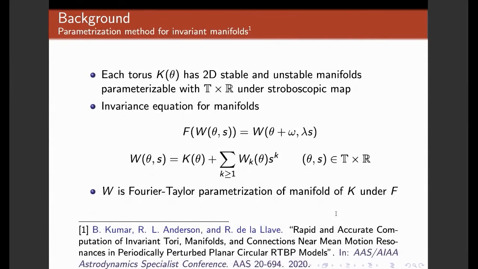And now each 1D torus of this map F has 2D stable and unstable manifolds, which you can parameterize using one angle. T just represents the set of angles, and then one real number. And it's a function W of theta and S, which is given as shown. It's a Fourier-Taylor series, so a polynomial in S with theta periodic coefficients W sub k.